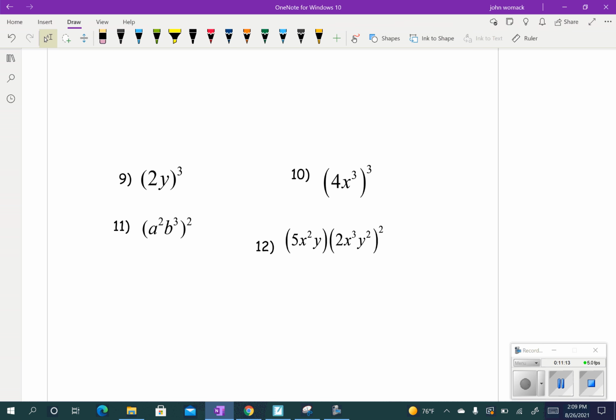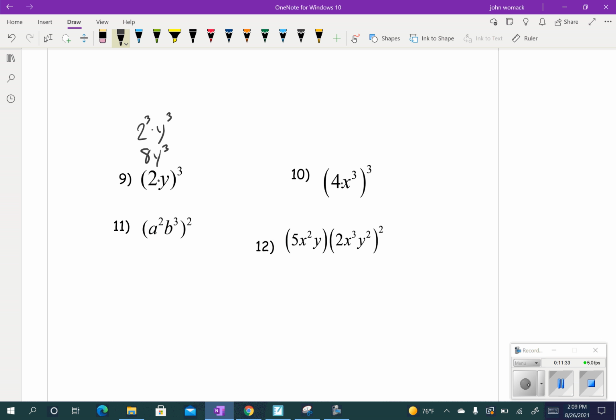So number 9, I have 2y to the third. So that's 2 times y to the third. So you have to make sure you raise both of those to the third power. So 2 to the third times y to the third. If you want to, 2 to the third, you could multiply that out. 2 times 2 times 2, that would be 8. So 8y to the third.